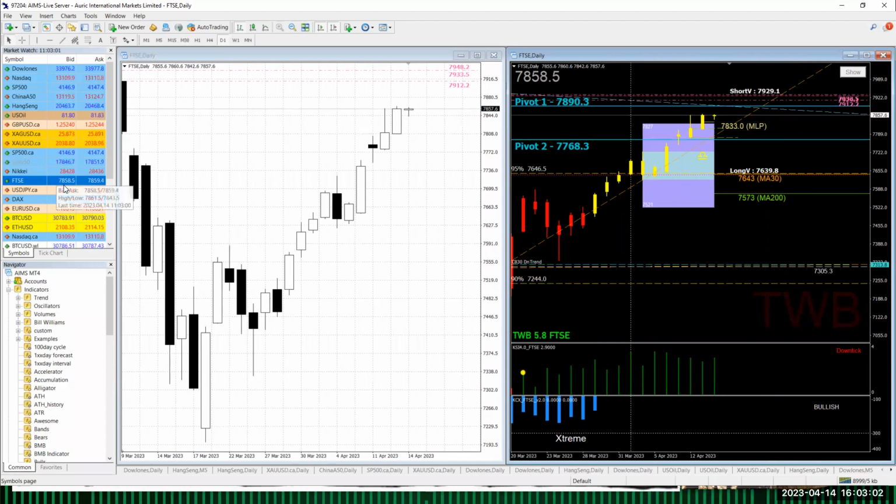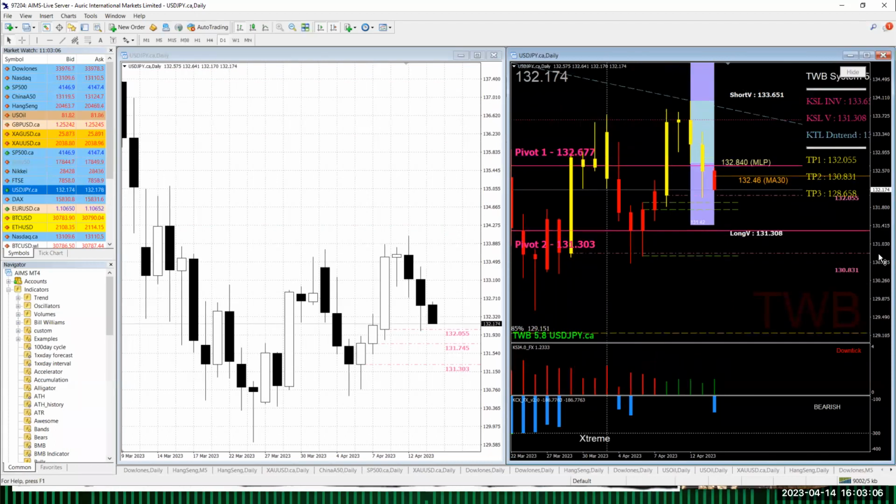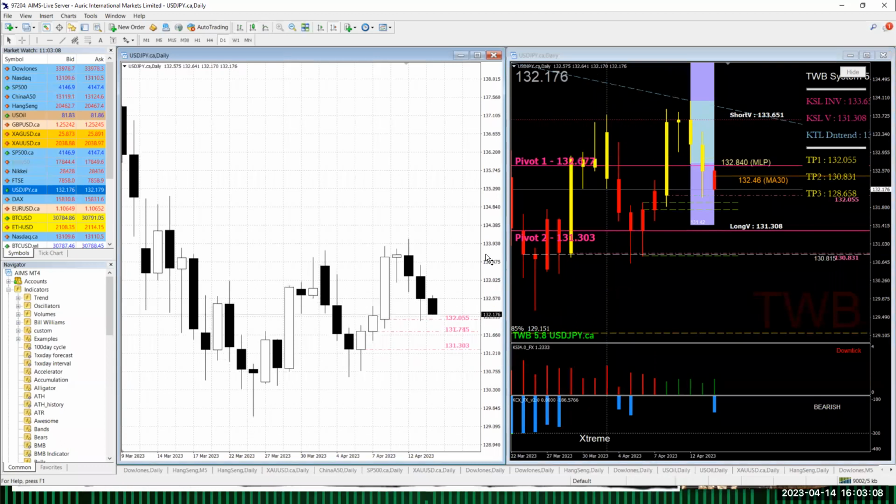Okay, so we are done with the indices. Let's look at currency, shall we? Now, currency we have here is the dollar yen. The US dollar yen continues to slide for the third straight day, and very soon you can test the 132.055 KCB. It was tested yesterday and then rebounded, but today the way it's selling, I don't think it will just test. It may even go lower.